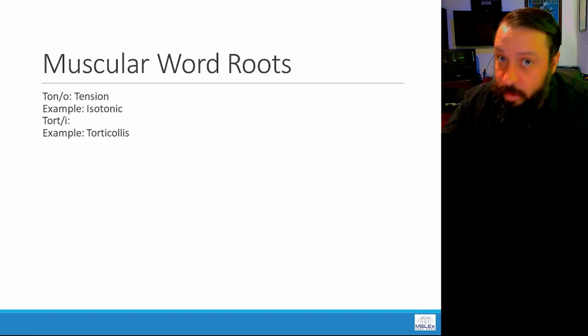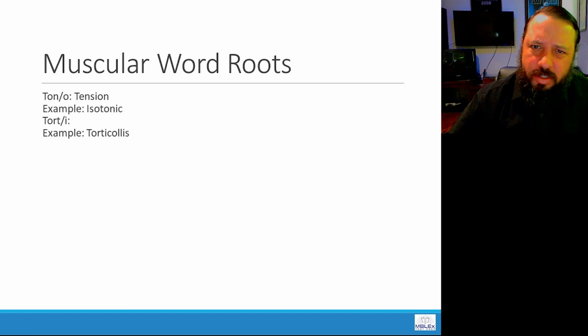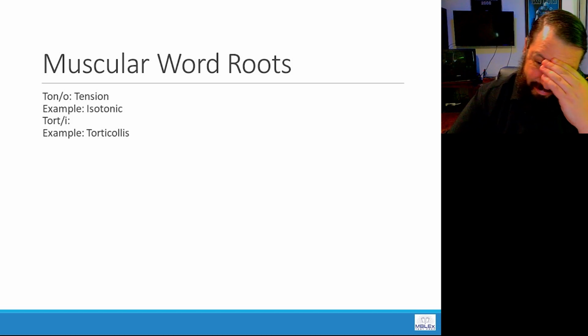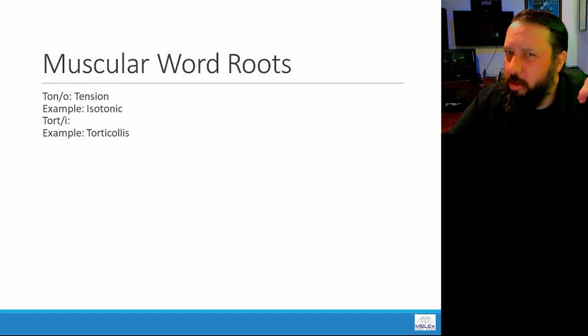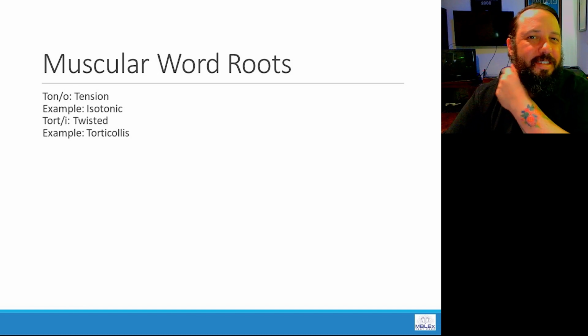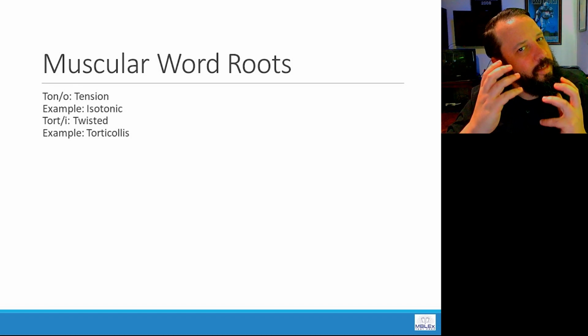Okay, then we have torti, T-O-R-T-I, like torticollis. And that's pretty much one of the only conditions you might see this in. There's another one. Testicular torsion is another example where you could see this term. It means twisted. So torticollis, the sternocleidomastoid, can cause the neck and the head to kind of look like this. It becomes really tight right here and causes the head and the neck to twist to one side.